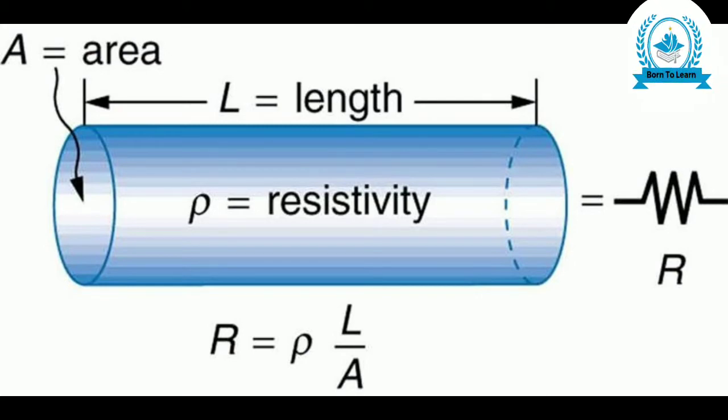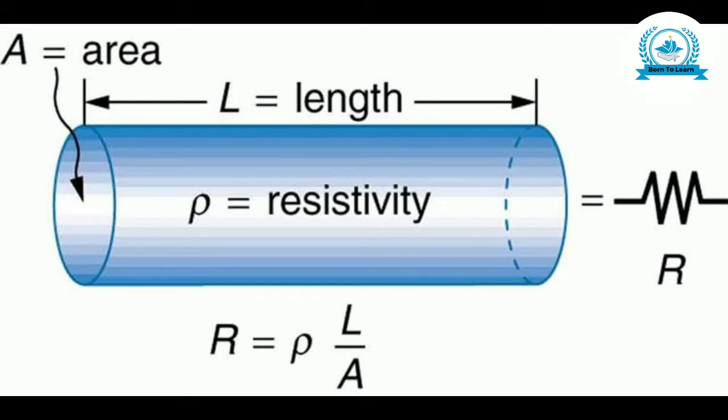Resistivity is also known as specific resistance. From equation 3, it is clear that for a given conductor having a specified length L and an area of cross section A, the resistance R is directly proportional to its resistivity rho. So, if we change the material of a conductor to one whose resistivity is 2 times, then the resistance will also become 2 times. And if we change the material of a conductor to one whose resistivity is 3 times, then the resistance will also become 3 times.